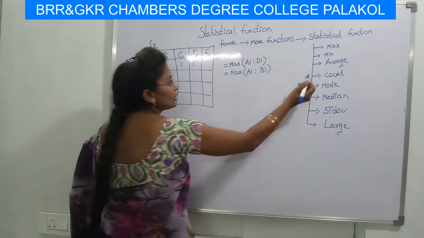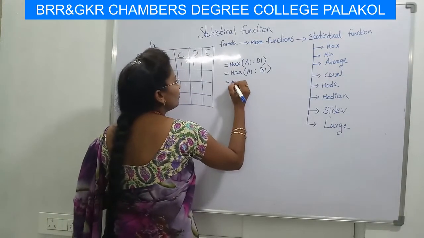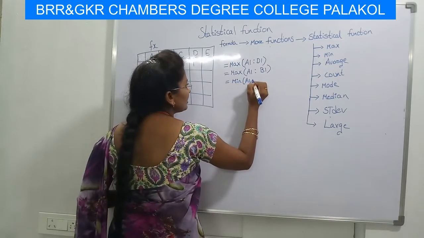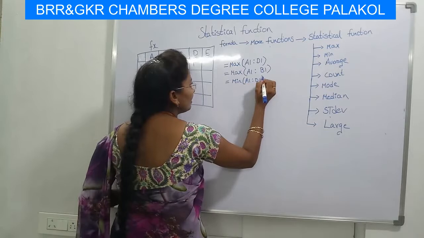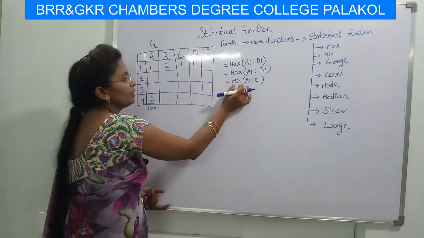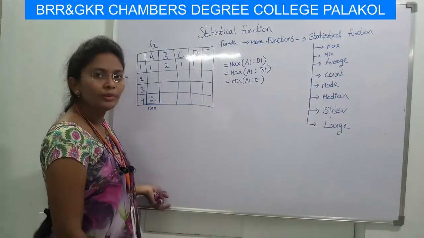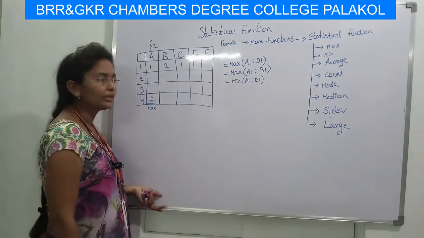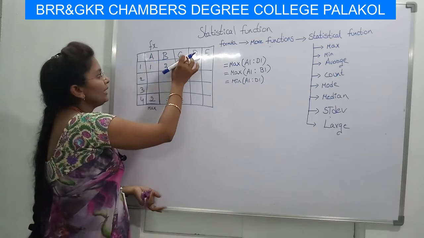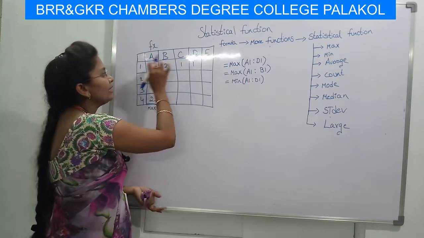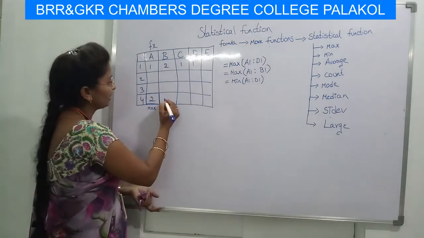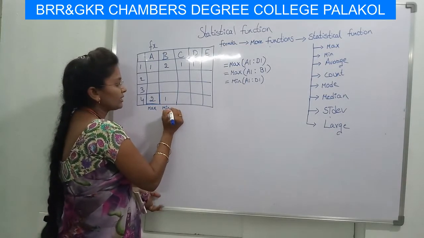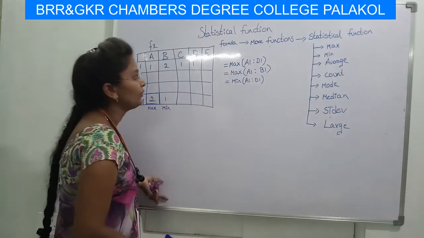And the next function is the minimum function. For this minimum function, I am taking the same references, A1 to D1. It will calculate from A1 to D1 and display the minimum number. Here A1 is 1, C1 is 1, and D1 is also 1. The minimum number is 1. It will be displayed in the B4 cell. First select the cell and then write the formula.